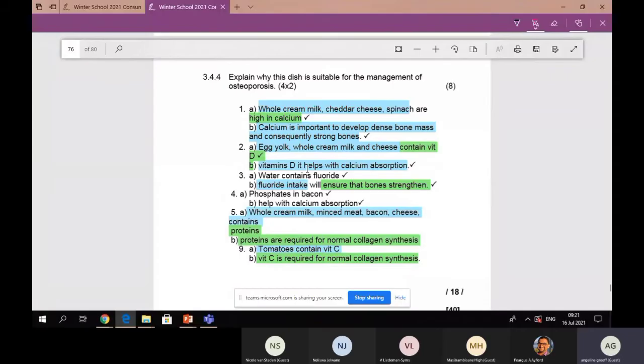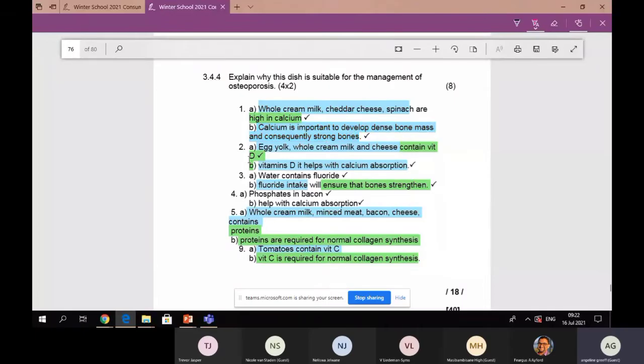Okay, now when you look at the information that was given to you, that information should lead you into answering because you now have already studied osteoporosis. You know the facts about osteoporosis. You know the dietary adjustments that you need to make. So this is basically what it's talking about when we want to manage osteoporosis. So now we can refer to what is all part of this on this label. There's whole cream milk, there's cheddar cheese, there's spinach. What about that? They are all high in calcium. You need to mention it, right? Why is that important? Because calcium is important to develop dense bone mass, to strengthen the bones. You know that, so you need to mention it. You need to refer to which ingredients are high in calcium and why it's important.